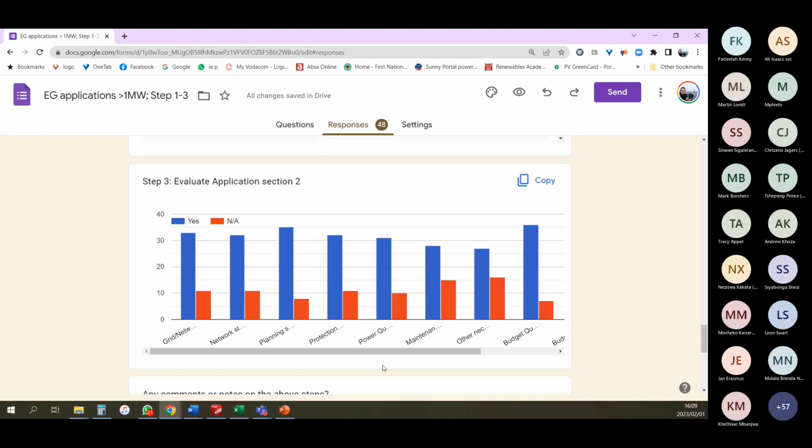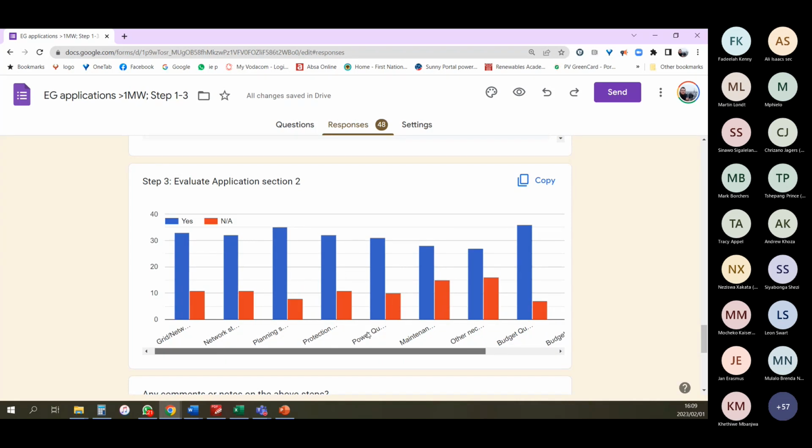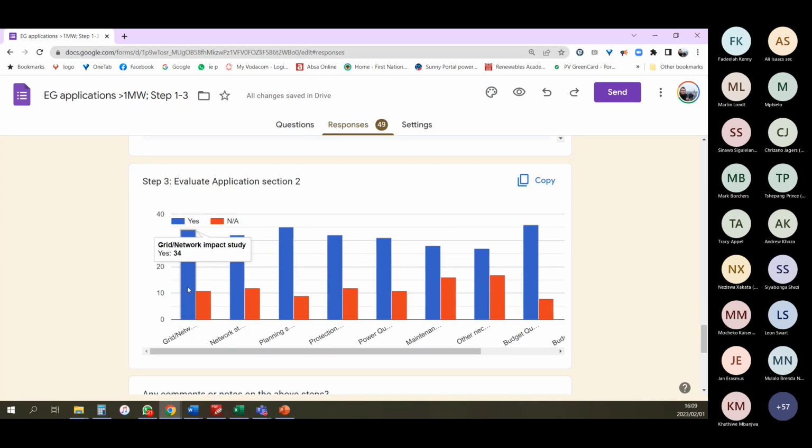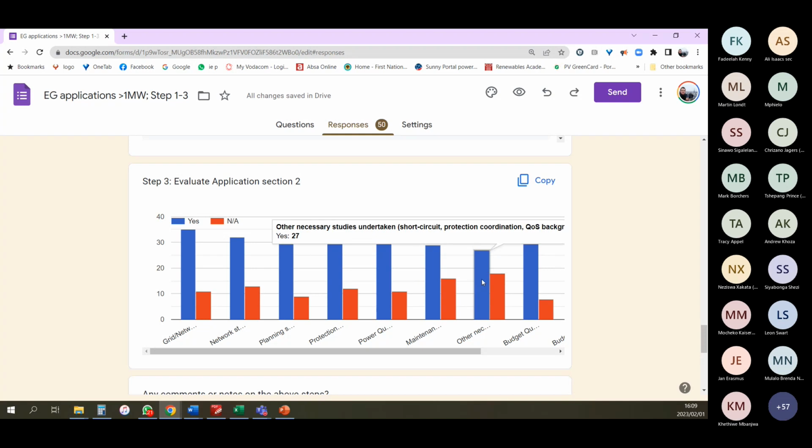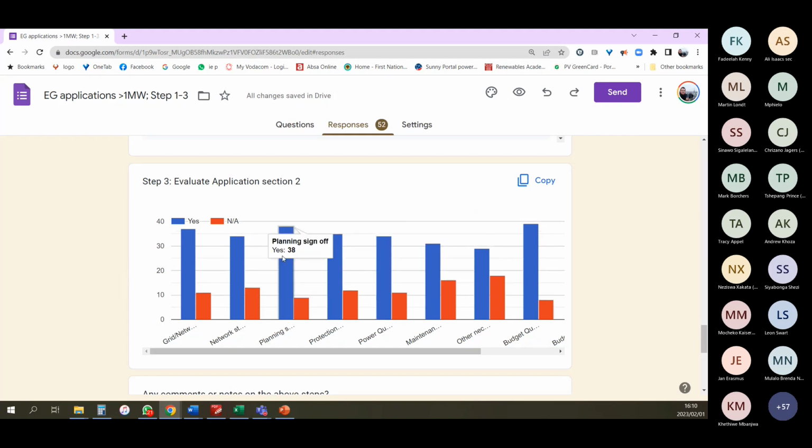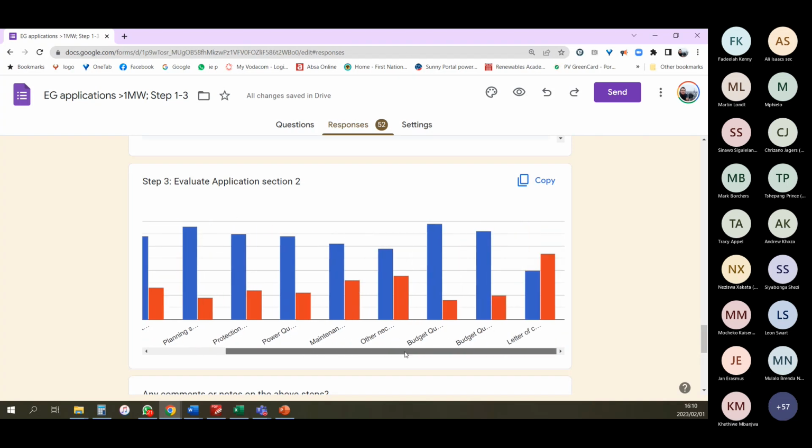So here again, we can see in most cases people said yes. Let's just quickly see grid net impact. Yeah, that's the same as before. The network strengthening study. We have planning sign-off, protection sign-off, power quality sign-off, maintenance sign-off. Obviously all of these sign-offs are an internal process. It means that internally you've submitted or provided the application form to the relevant department. And it might be that those who said not applicable are those who don't have some of these departments.